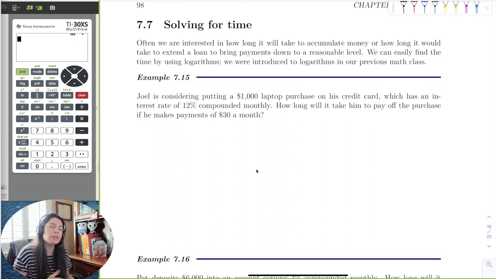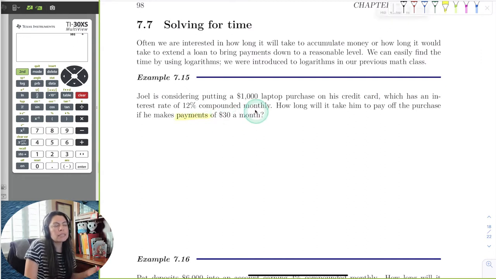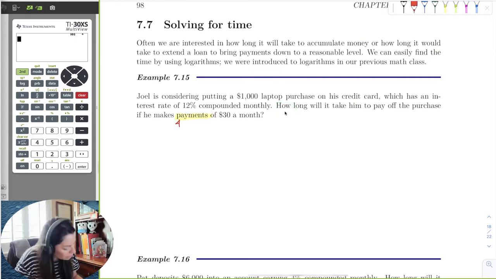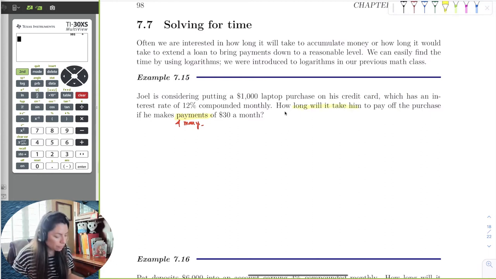He buys a $1,000 laptop and then he's going to pay it off. Is this many deposits, many withdrawals, many payments, or one-time deposit? So I can see that the word payment is in there. He makes a one-time purchase, but he's making payments of $30 a month. So the payment is one thing, and then we know it's many payments. And if he pays $30 a month to the credit card company, how long will it take to pay it off? So how long means we're going to find N.